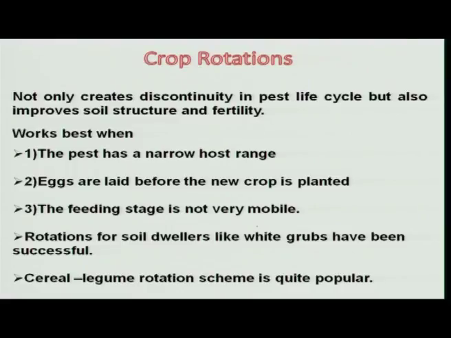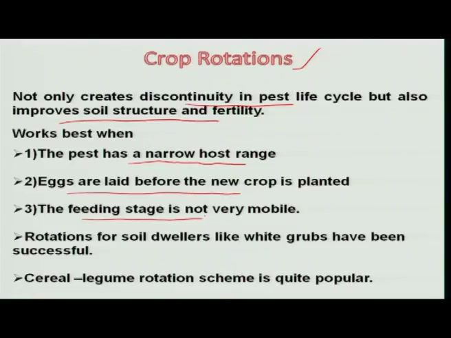thereby there will be an increase in the incidence. The next eco-friendly method, or the good old method, is crop rotation. Crop rotation not only creates a discontinuity in the life cycle, it also improves the soil structure and fertility. Particularly this technique works most effectively when the pest population has a narrow host range, when the eggs are laid before the new crop is planted, and most importantly when the feeding stage of the insect is not very mobile. Rotations normally do well for insects like white grubs and red-headed hairy caterpillar.